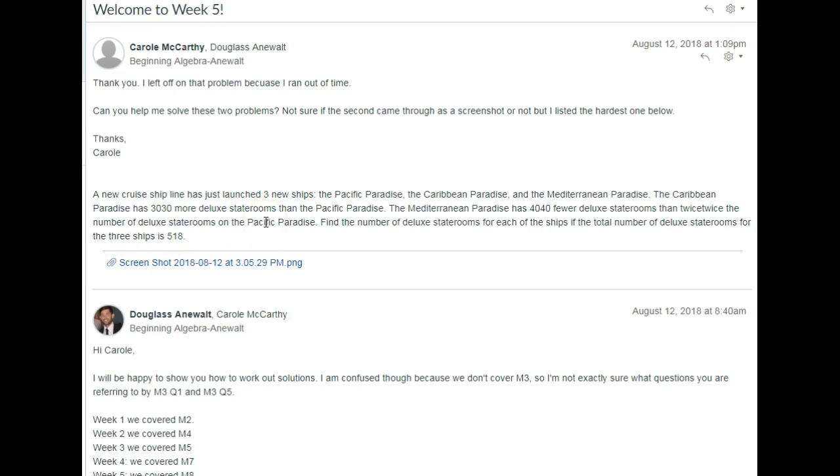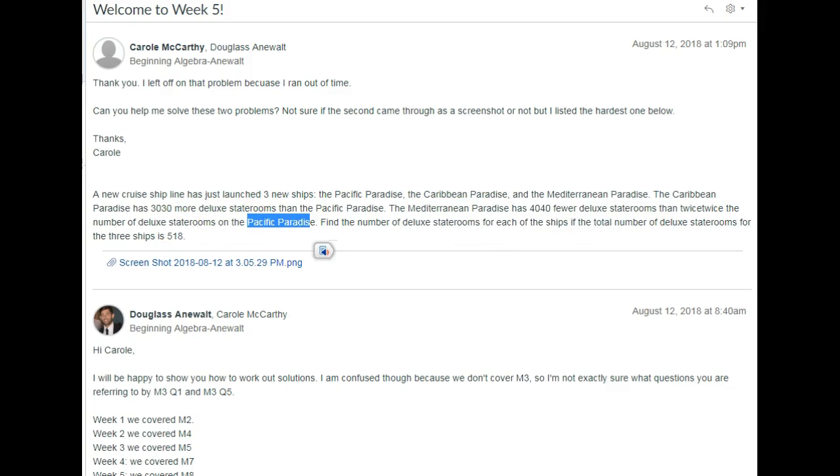So for this problem, we have three unknowns. We don't know the number of rooms on the Pacific Paradise, on the Caribbean, or on the Mediterranean. What we do know is that it relates the number on the Caribbean back to how many are on the Pacific Paradise, and it relates the number on the Mediterranean back to the number on the Pacific Paradise.